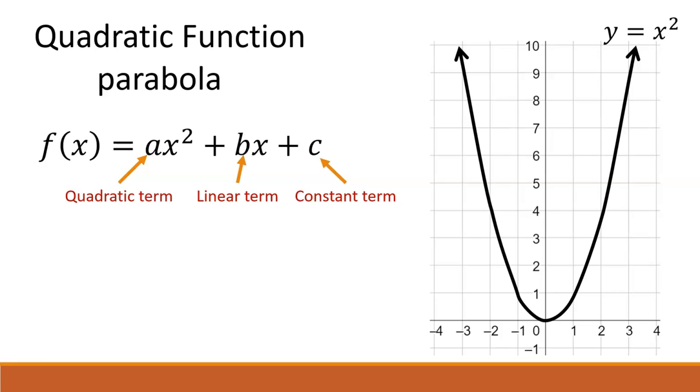Our parabola's equation, y equals x squared, had a value of 1 for a, 0 for b, and 0 for c. Now that we know the basics about parabolas, we can move on from here and talk about some of those transformations another time.